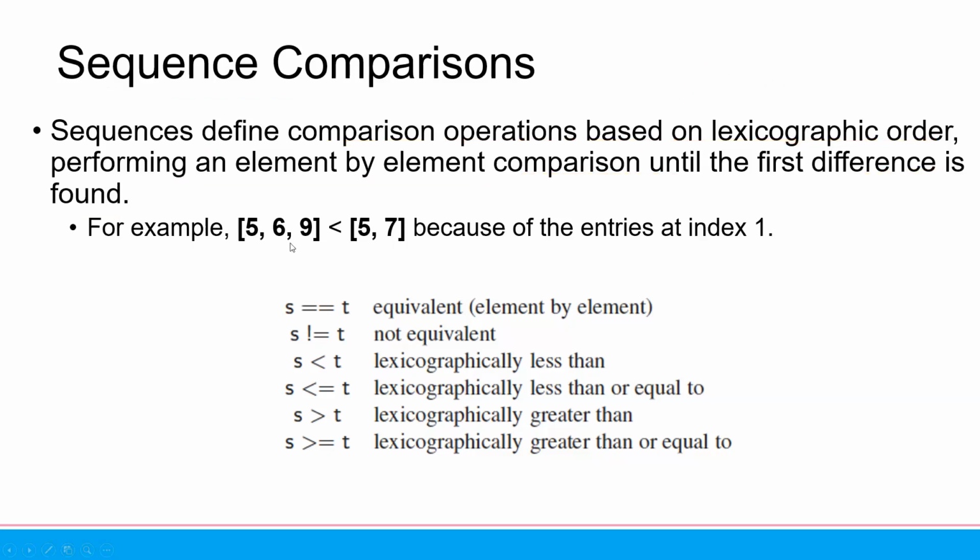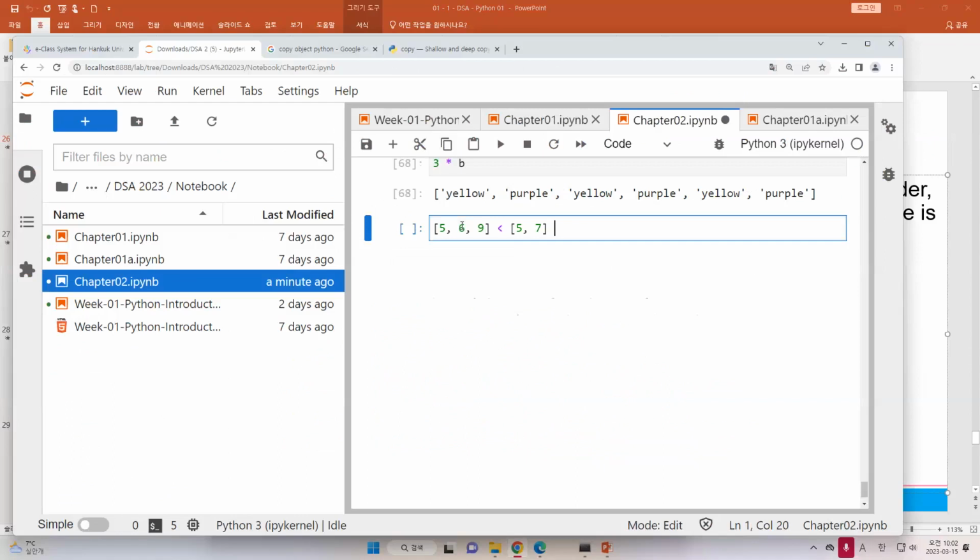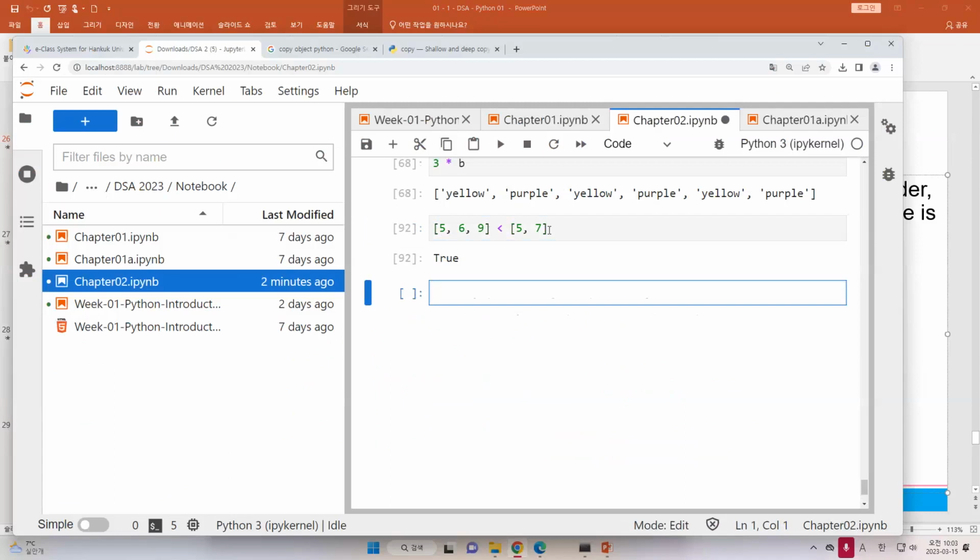So let's see this one. I have two lists. Let me just copy it. So what is the result? Five less than five. So they will check one by one for every element. The result is true because six is less than seven.